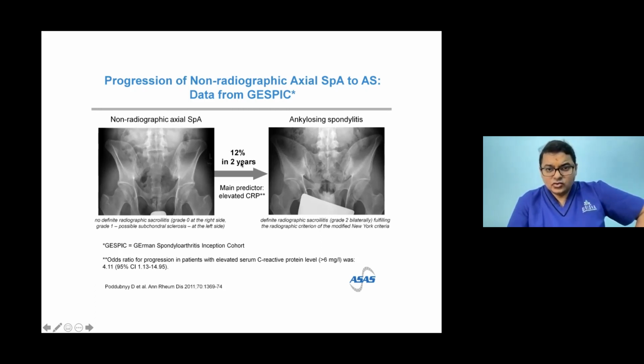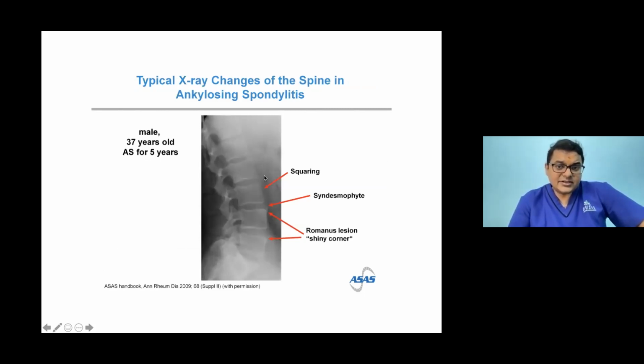But within 2 years, it actually progresses and you're seeing the white color structure over there. That is inflammation seen on both sacroiliac joints. So within 2 years without treatment, if the CRP is high, basically SIS is telling us that you need to treat these patients earlier. Otherwise, X-ray changes start happening in the bone. And you also see something called squaring of vertebra, and you see projecting beak-like structures from the spine called syndesmophytes, or Romanus lesions, or shiny corners at the edges of the spine.